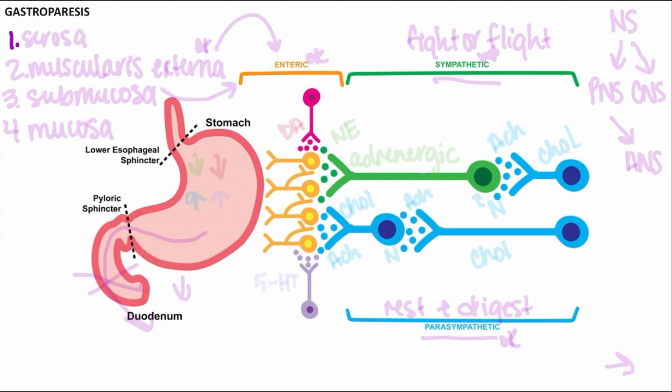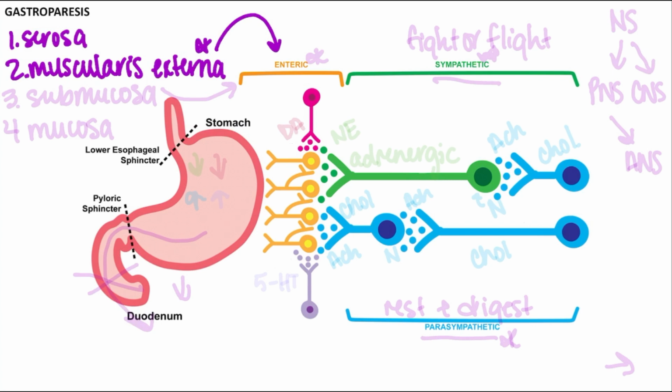So we first have the serosa, and this is really just an outer sheath of epithelial cells and connective tissues to hold everything together. Next is the muscularis externa, and the muscularis externa is made up of a longitudinal and a circular smooth muscle layer, and sandwiched between these is the myenteric plexus, which is the first level of the enteric nervous system that we're going to talk about, and this primarily controls peristalsis.